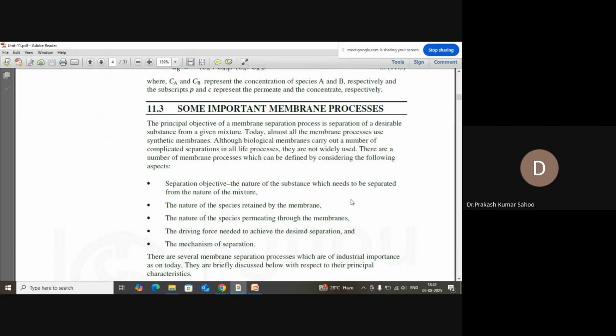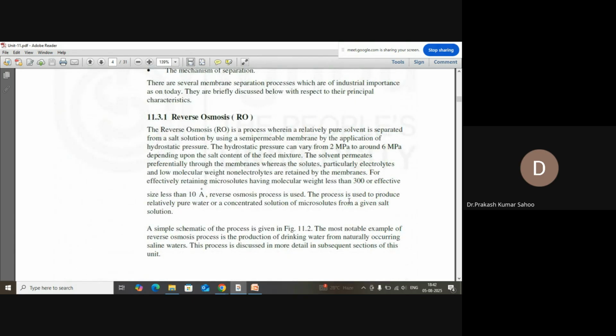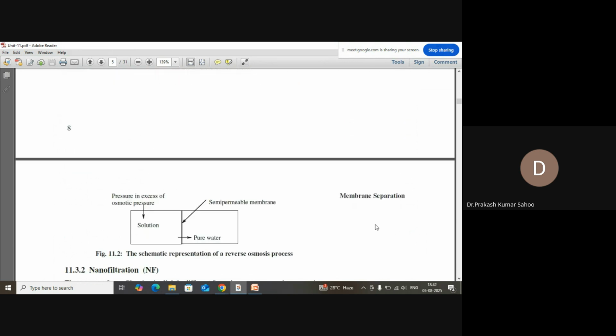Some important membrane processes, as we know, may be microfiltration, ultrafiltration, nanofiltration, or reverse osmosis. Reverse osmosis I already discussed. In this process only the solvent particles are allowed to pass through a semi-permeable membrane from a higher concentration to a lower concentration part. This is your reverse osmosis.